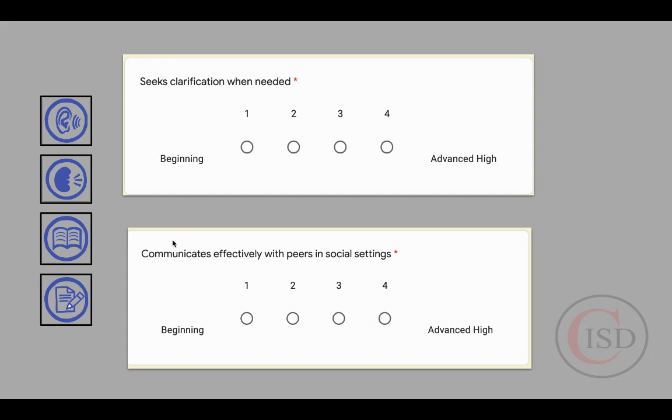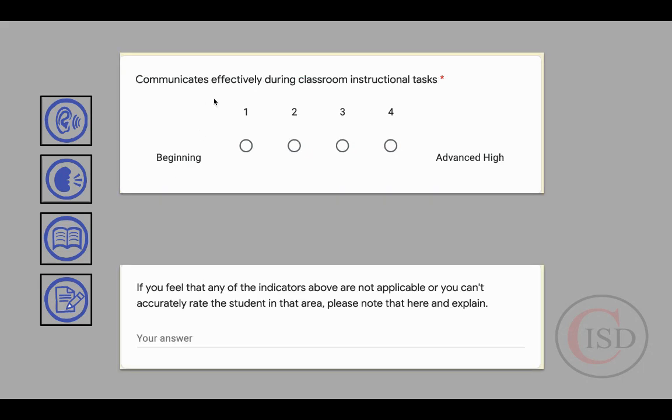And then also communicate effectively with peers in social settings. So we're going to be looking at the BICs, how they are in social language, 1, 2, 3, or 4. And then the next one, how they communicate effectively during classroom instructional tasks. So more of the CALP and their academic language. Once again, if you need support for answering these questions, you can click back on these icons here to go to those slides. You can also look at the educator guide and work with your campus facilitator if you need more information and further assistance.